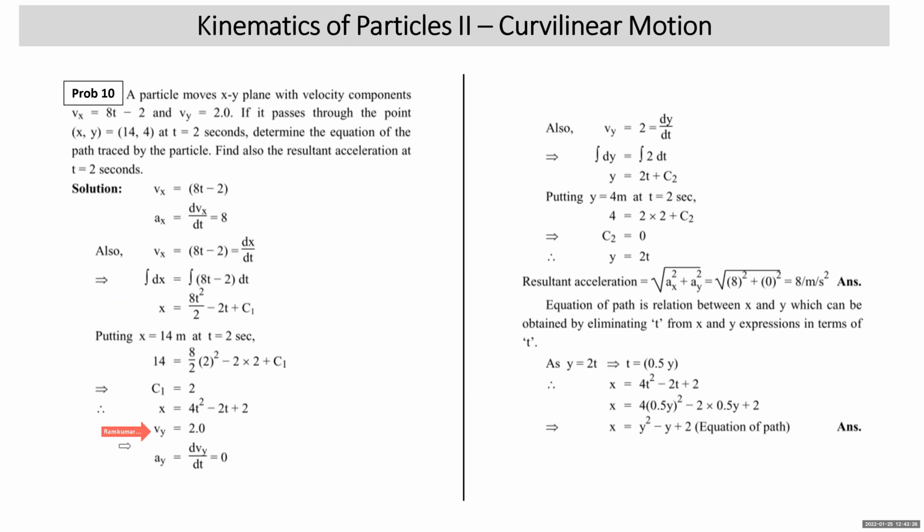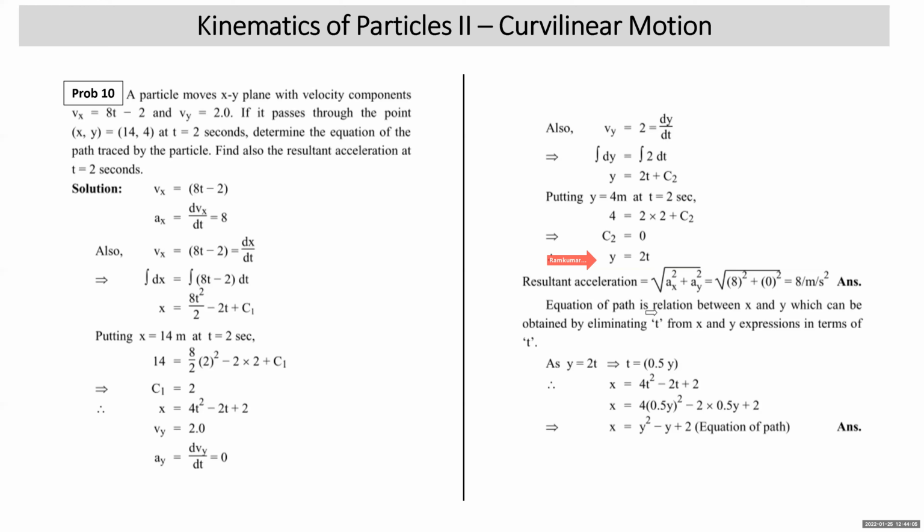Then we come to vy. Given vy, ay will be dvy upon dt, that is 0. That means the y component of the acceleration is 0. You also understand that vy is dy by dt. Separate y and t terms, integrating both sides, you get y is equal to 2t plus c. Putting y is equal to 4 meter at t is equal to 2 seconds. Again, these are boundary conditions given to you here. x and y are given at t is equal to 2. So this gets you the value of y as 2t. So resultant acceleration is going to be the square root of ax square plus ay square. Students, ax comes out to 8, ay is 0. So you get resultant acceleration as 8 meter per second square.